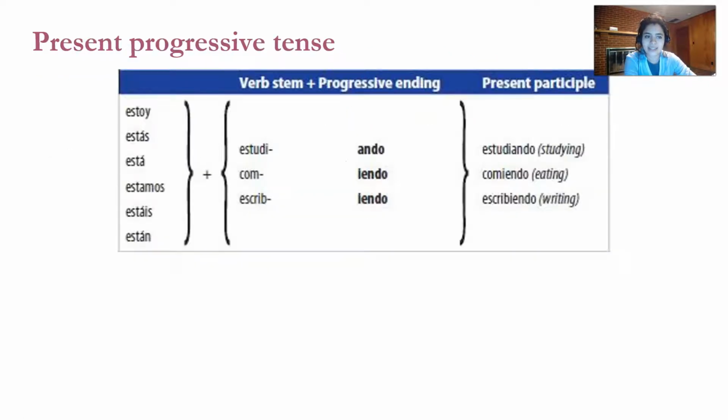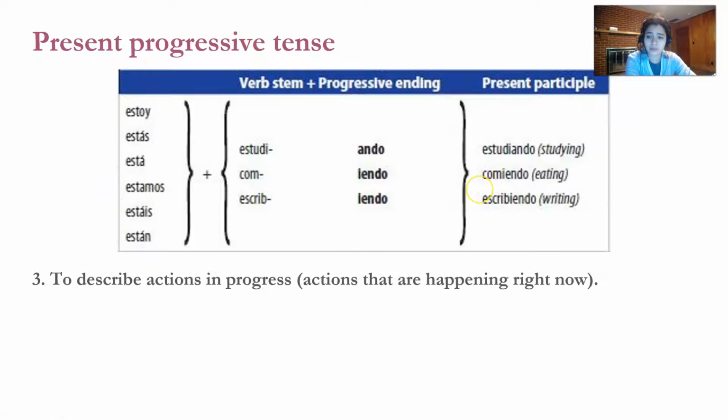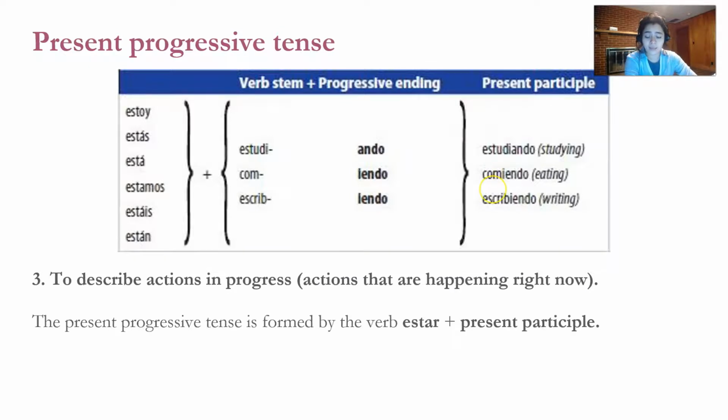Okay, we're gonna see a new tense. So far we have seen the present tense, but right now we're gonna see the present progressive tense. The present progressive tense is a tense that is formed by 2 verbs. The verb estar and a present participle. So the present progressive tense is used to describe actions in progress. So actions that are happening right now. The present progressive tense is formed by the verb estar, conjugated in the present, plus a present participle.